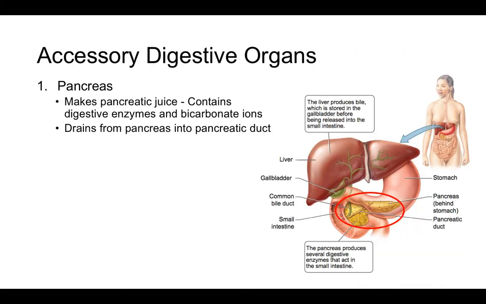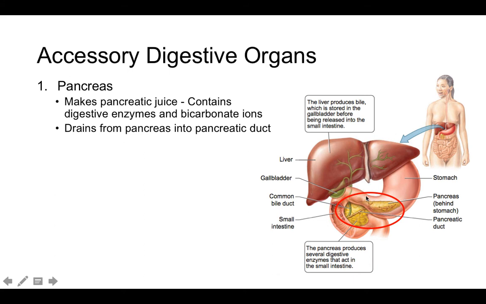Then we get to our accessory digestive organs, because most of these accessory digestive organs secrete into the small intestine to aid with its digestive properties. So the pancreas makes pancreatic juice. That's what it's called. It is a combination of a number of digestive enzymes as well as bicarbonate ions. Bicarbonate ions are incredibly important because, as you can see here, the pancreas, this is the common bile duct, joins with the gallbladder and the liver in secreting the digestive juices right here.